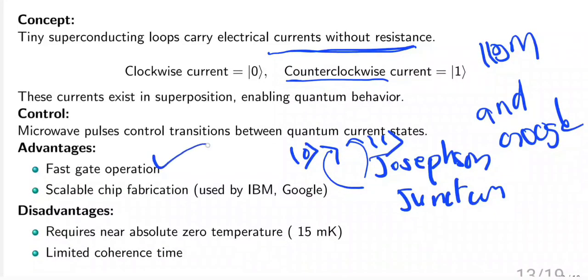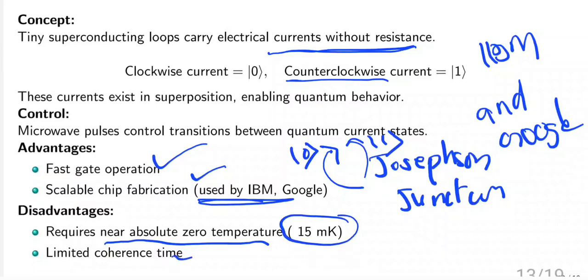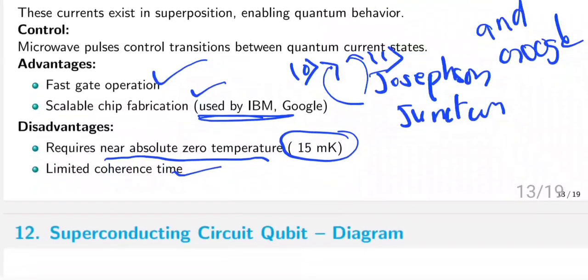Okay, it is for fast gate operation, and I already mentioned it is scalable chip fabrication used by IBM and Google, but it requires near absolute zero temperature. That is nothing but 15 millikelvin. So limited long coherence time is required. I will explain coherence and decoherence in the next video.